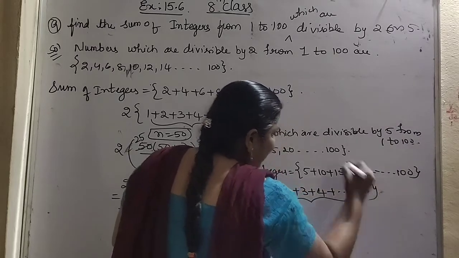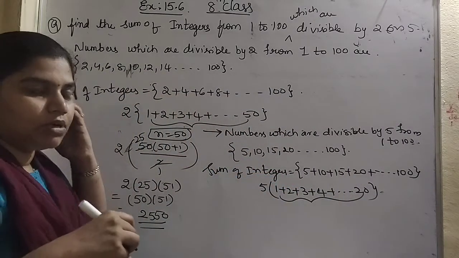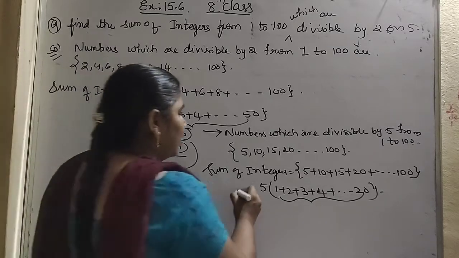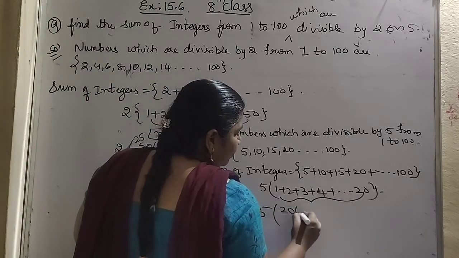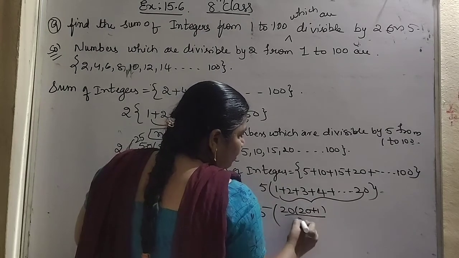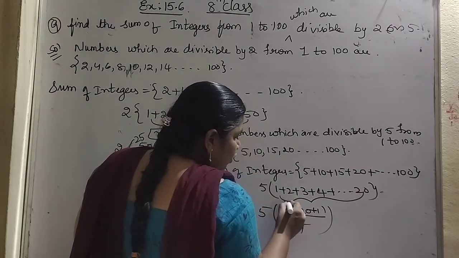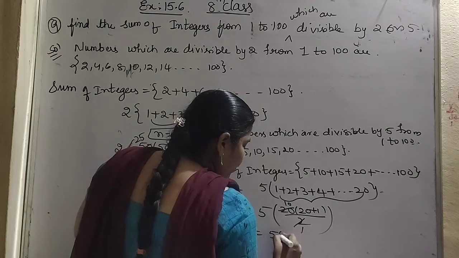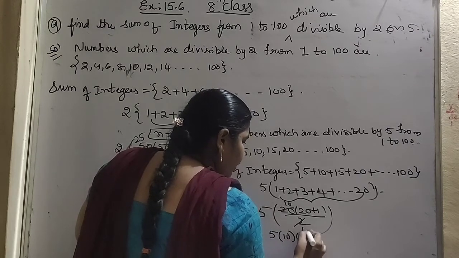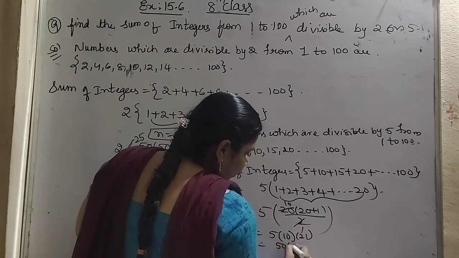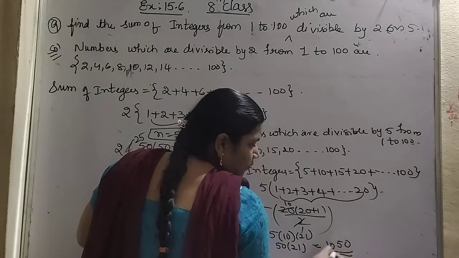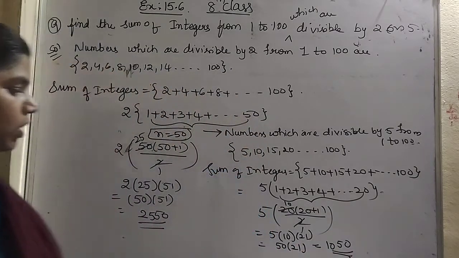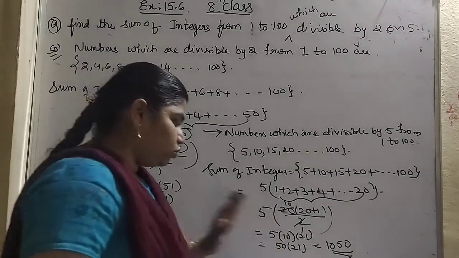So these all are the first n natural numbers, so we can apply the formula. That is 5 into n value is 20, so 20 into 20 plus 1 by 2. 2 ones are 2, 2 tens are 20. So it will be 5 into 10 into 21. That will be 50 into 21, which is equal to 1050. So they asked about the sum, so we have to add these two values.